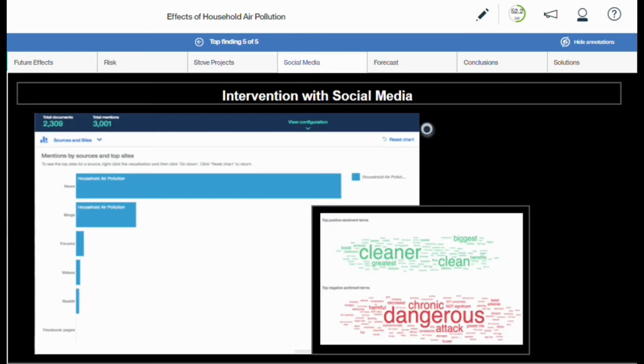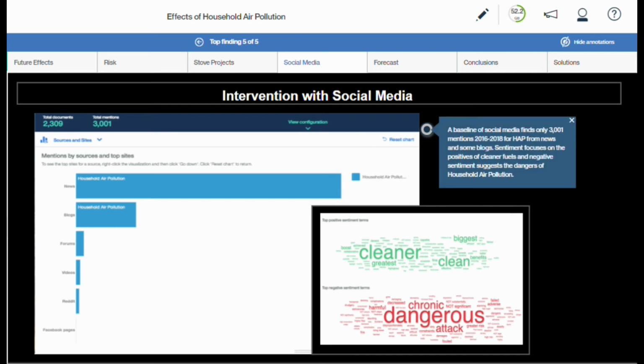Social media for intervention. Social media provides a powerful platform to create awareness and education for household air pollution. A baseline of social media attention identifies only 3,001 total mentions from 2016 to 2018. Most mentions are in news and some are in blogs. Positive sentiment highlights cleaner fuel, and negative sentiment promotes the danger of solid fuel and effects. More awareness is needed to expedite the eradication of HAP.